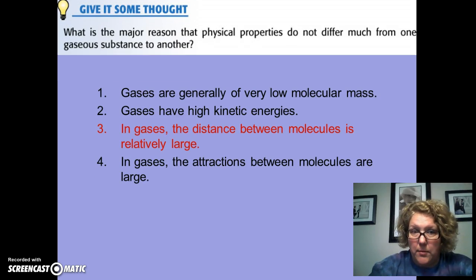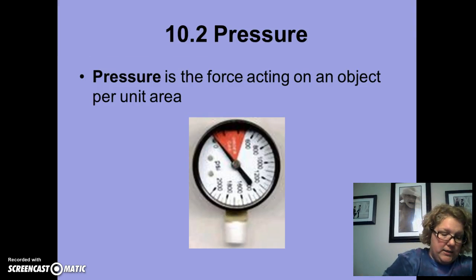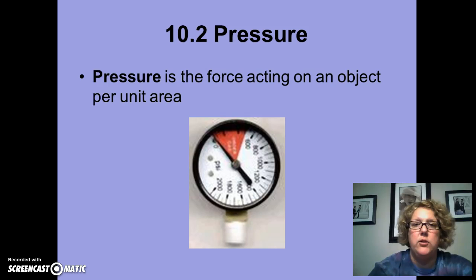They are so far apart. Gases are mainly empty space, so all gases then tend to be kind of similar to one another for that reason. All right, pressure. Pressure is one of the characteristics we're going to measure about gases. Pressure is just the force acting on an object per unit area.